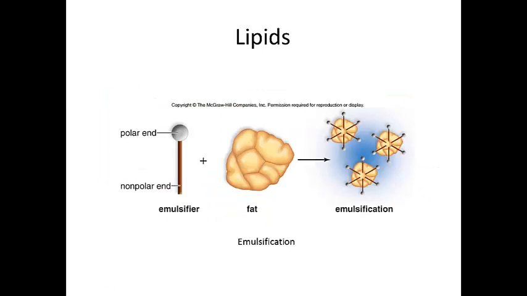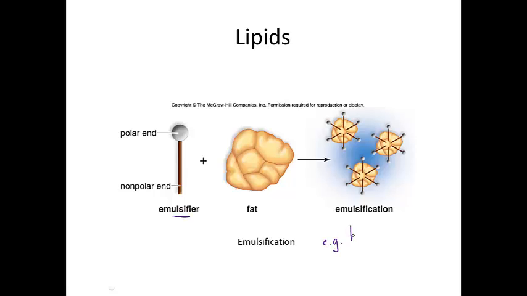So if you've ever had to do the dishes, I'm sure you have, and you put soap into a greasy pan and you see all the oil separate out into little droplets, that's because soap is something called an emulsifier. An emulsifier has a polar end and a non-polar end, and it works to break down the fat into smaller pieces. It's not digesting it or destroying the fat, it's just making it into smaller pieces.